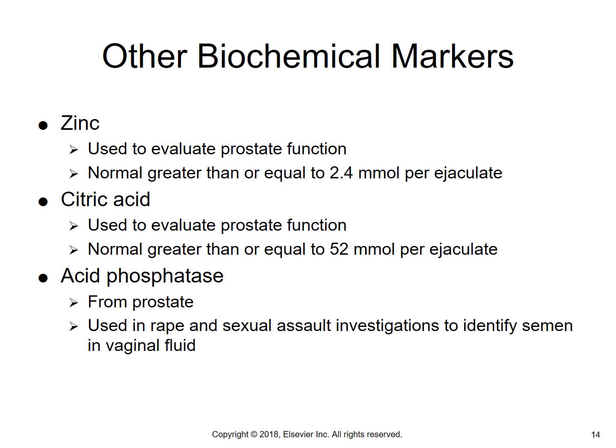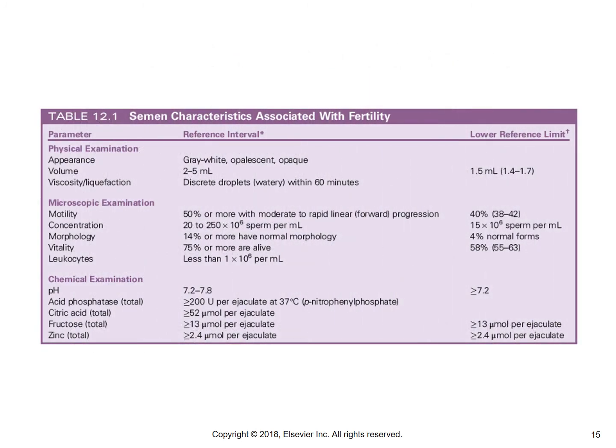Acid phosphatase can be used to assess the secretory function of the prostate as well, and can also be present in vaginal fluid specimens, and can be used in an alleged rape or sexual assault case. Now, table 12.1 is a very good table to put it all together. So you know the physical, the microscopic and chemical examinations, under which category they fall, the reference interval, and the lower reference interval to help you study.